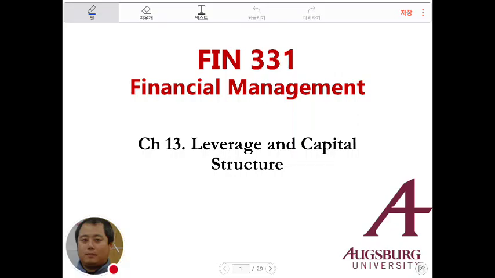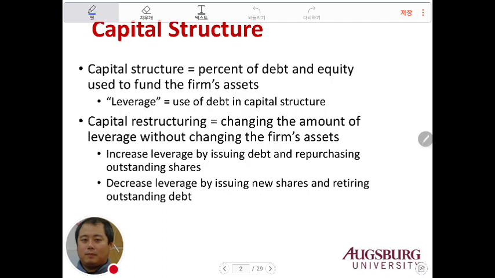Hello, this is Chapter 13, Leverage and Capital Structure. This chapter covers the capital structure theory, which is related to the leverage of the firm. So, what is the capital structure? The definition of the capital structure is the percentage of debt and equity used to fund the firm's assets.